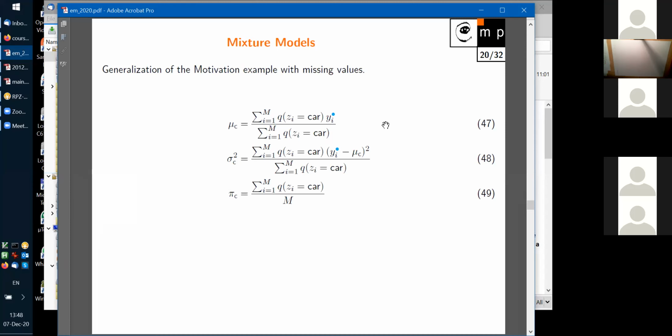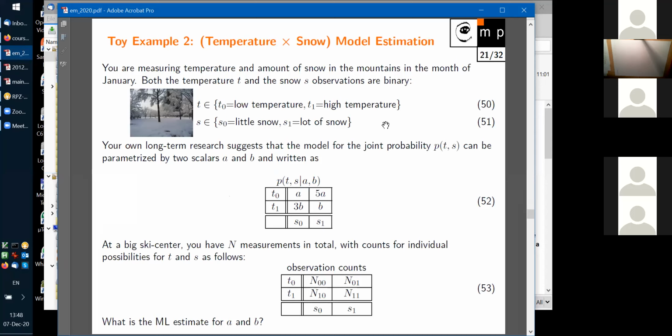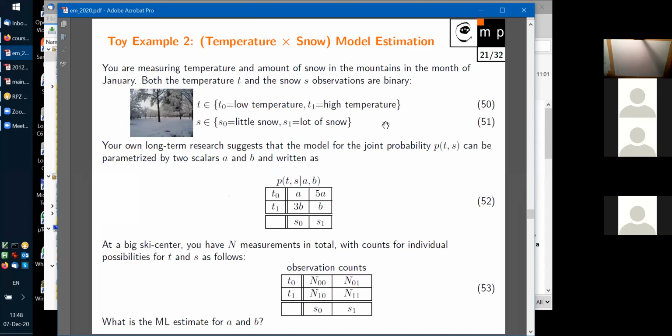Okay, so fine. So there's one more example that we have in the lecture. I will not spend that much time on it, but it shows that EM could be used in completely different settings than a mixture of Gaussians. So imagine you are in this scenario where we are observing in the mountains the temperature and the snow cover, and both are sort of binary. So you just say, okay, low temperatures say below zero, high temperatures above zero, and snow has two levels: little snow, which is also no snow, and a lot of snow.